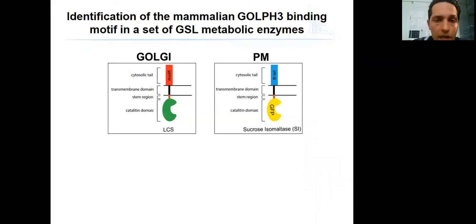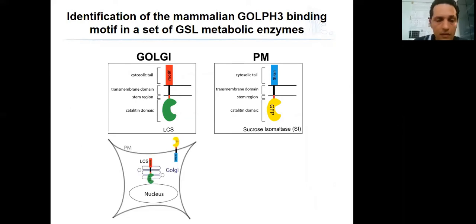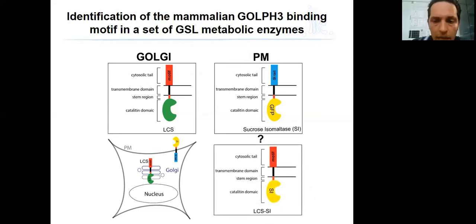Next, we asked whether the information to retain these enzymes in the Golgi is located in the cytosolic tail. For this, we used an experimental system, sucrase-isomaltase, that is also a type 2 membrane protein, which normally crosses the Golgi and localizes to the plasma membrane. If you transfect both lactosylceramide synthase and sucrase-isomaltase in the cell, the enzyme localizes in the Golgi as expected, while sucrase-isomaltase crosses the Golgi and moves to the plasma membrane. Using this system, we just swapped the tail, meaning that we implanted the cytosolic tails of the GOLPH3 clients on top of sucrase-isomaltase and tested where this chimera localizes.